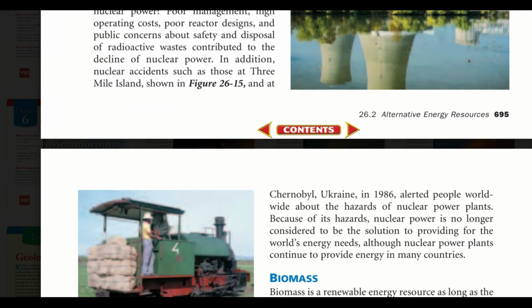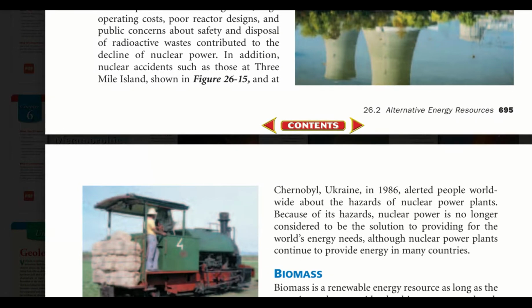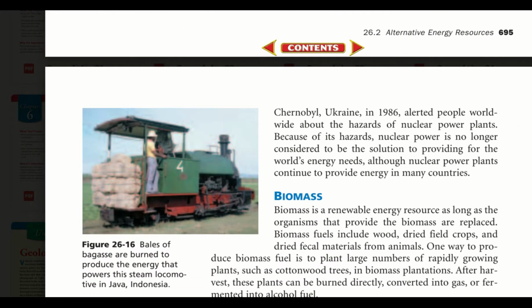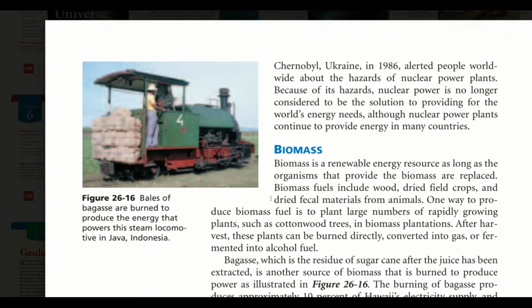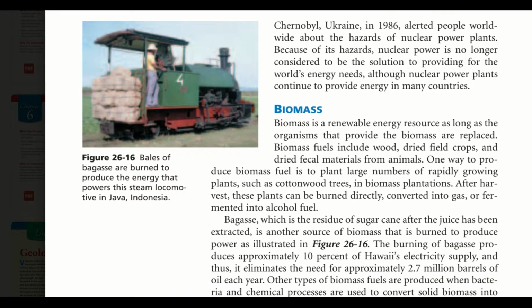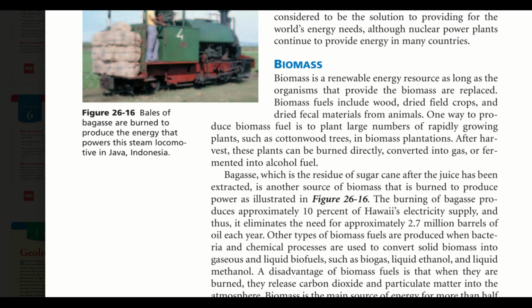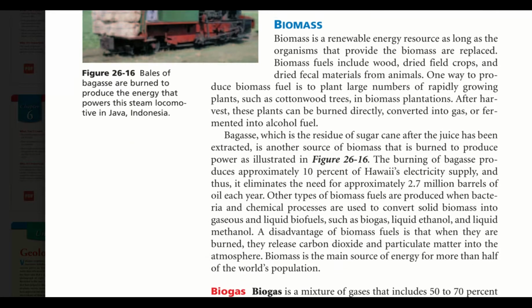In addition, nuclear accidents such as those at Three Mile Island, shown in Figure 26:15, and at Chernobyl, Ukraine, in 1986 alerted people worldwide about the hazards of nuclear power plants. Because of its hazards, nuclear power is no longer considered to be the solution to providing for the world's energy needs, although nuclear power plants continue to provide energy in many countries.